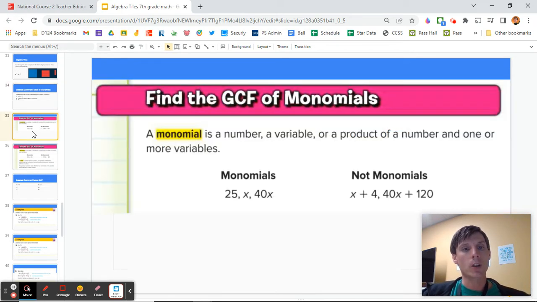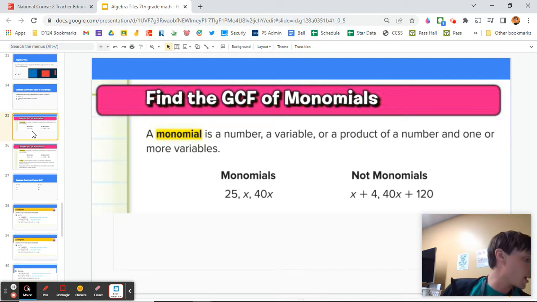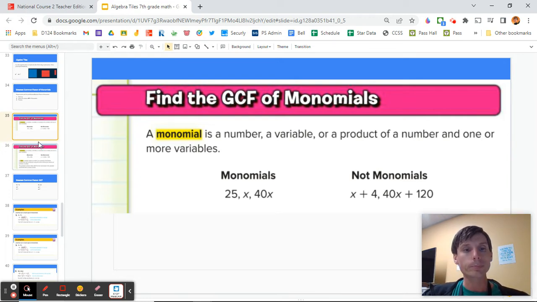All right. So first of all, we'll go over the definition of what a monomial is. This is in your book as well on page 416 if you wanted to follow along. A monomial is a number, a variable, or a product of a number and one or more variables. Examples of monomials are a number like, as they say, 25 here, a variable like x, or a product of a number and one or more variables. So that's like 40x, right? 40 times x, 40x. Okay.